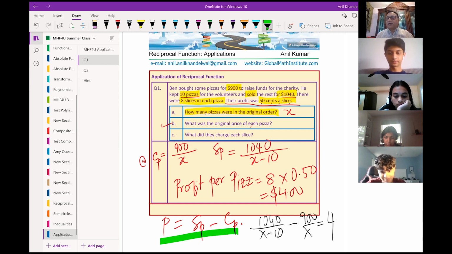You are going to multiply by x times x minus 10 on both sides and then solve it. You'll get your answer. Perfect. Now remember, if you get an answer in decimals, don't write that. You have to round it to the right number. You get my point? We cannot give you the exact value for this.